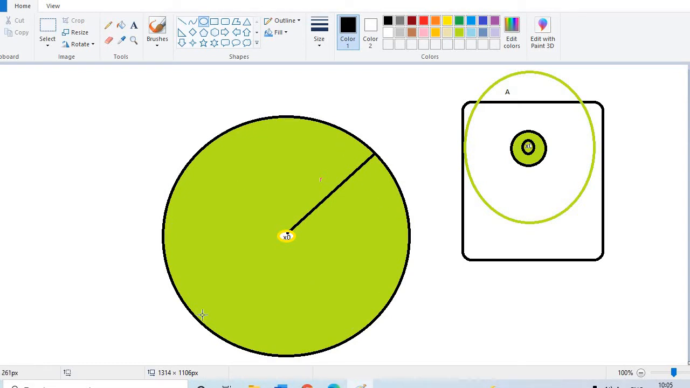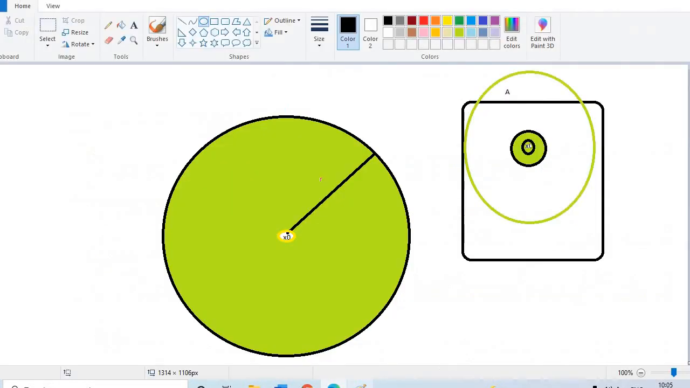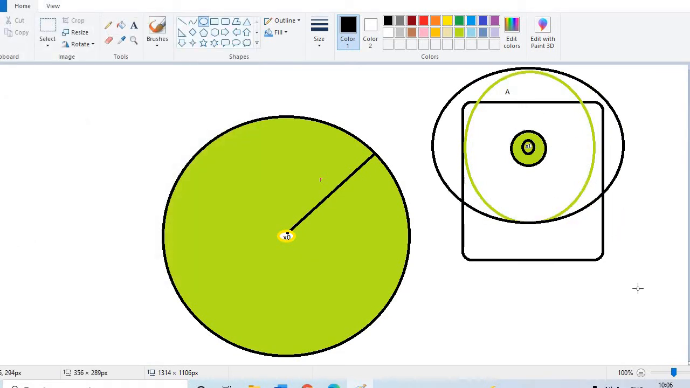this boundary points or this outer circle, if we consider that outer circle, and if we consider a point, if we consider a limit point from that set A, then the limit point also belongs to that set A. That means I will show another picture. Okay, let us leave this one.